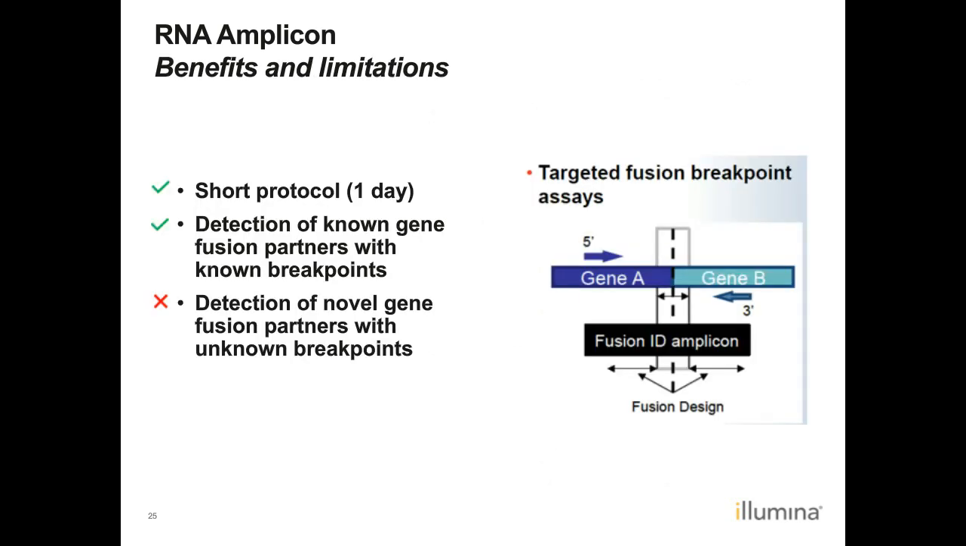The biggest advantage of this method is its very short turnaround time. The libraries can be easily prepared within a day, with total time of about 6 hours and hands-on time of about 1 hour and a half. The limitation of amplicon-based method is that it only allows for detection of known gene fusion partners with known breakpoints.